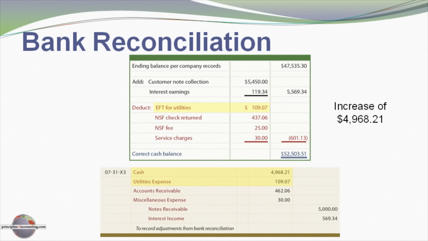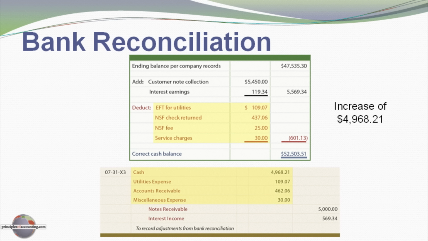In turn, we'll record debits for expenses. For example, in this reconciliation, I assume there was an electronic funds transfer to pay a utility bill of $109 that the company had not yet reflected on their books, hence they need to debit utilities expense. There were NSF check and NSF check fees that totaled $462. We're going to try to collect that from our customer, so we'll debit accounts receivable to reflect our intent to go back and make the customer make good on that hot check.